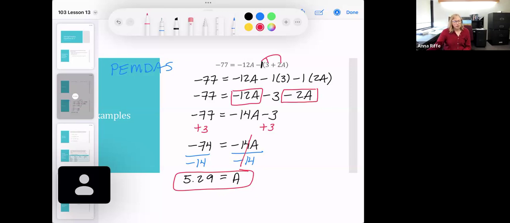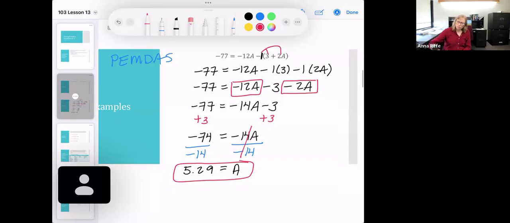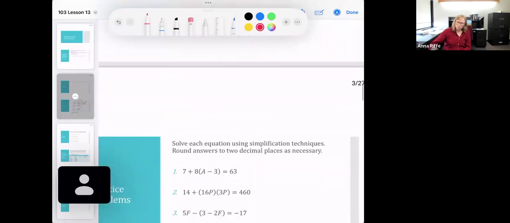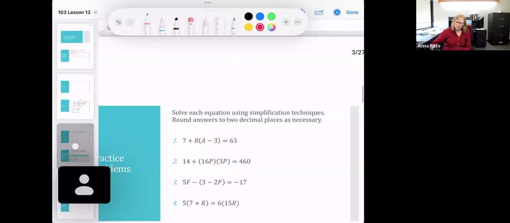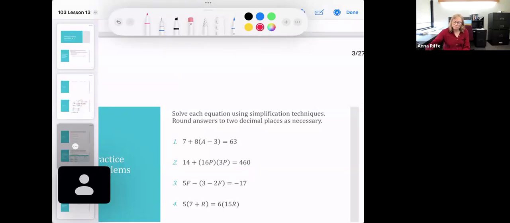Just for the sake of showing the difference between some of the forms of these equations with parentheses, let's go ahead and do a few practice problems. I will do a couple and I'll let you do a couple. Now that the PowerPoint is working, it makes it easier. So let's do number 1: 7 plus 8 times (a minus 3) is equal to 63.